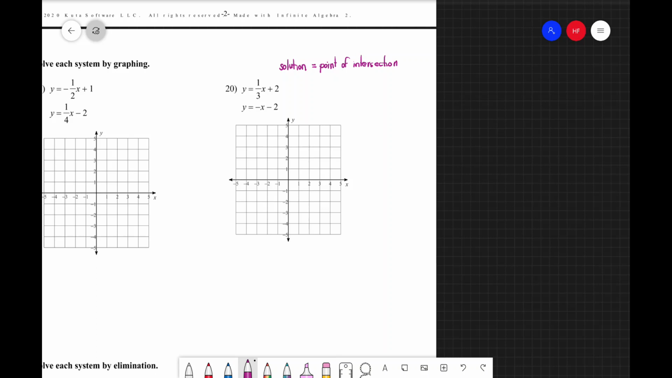So these are in slope intercept form. We'd have 1/3 x plus 2. It means I'm starting at positive 2, and I have a slope of 1/3, so I'll go up 1 and over 3. I can't go any further, so I'm going to do the opposite to go on the left of that intercept. So down 1 and to the left 3. And we get that line.